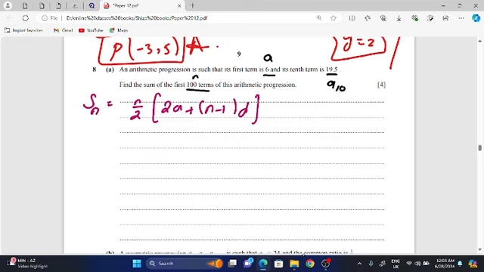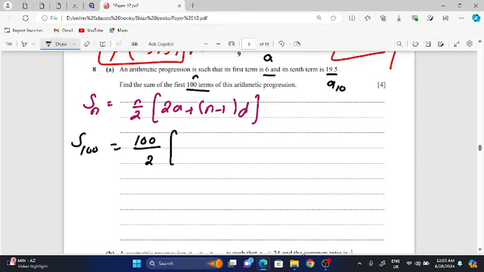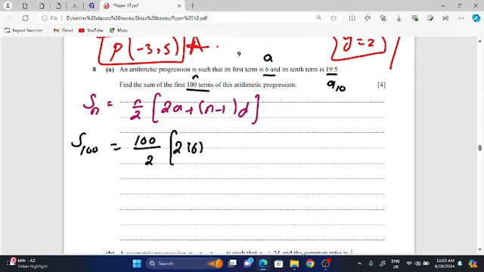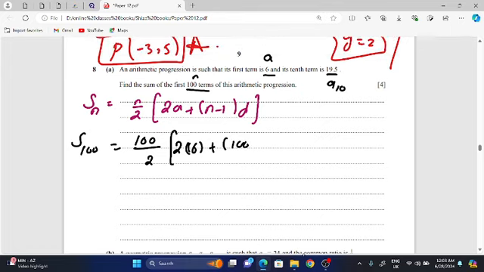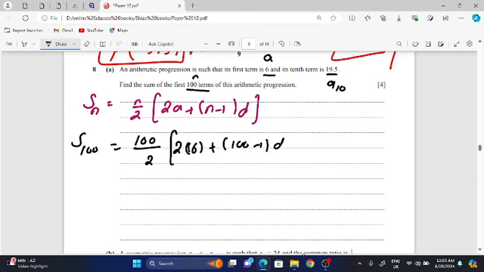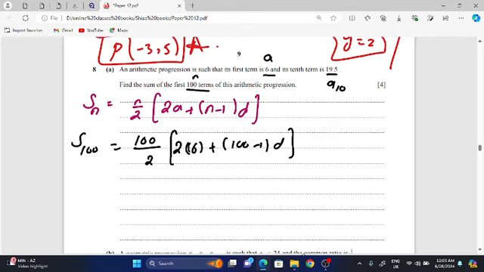First of all, you need to find the value of d. Without that, you are unable to find it. So let's plug back the values that are already known to you. S100 equals n over 2, that is 100 over 2, times 2 times 6, the value of a, plus n minus 1, that is 100 minus 1, times d, and d is unknown. I don't know how much d could be. I need to find d first.